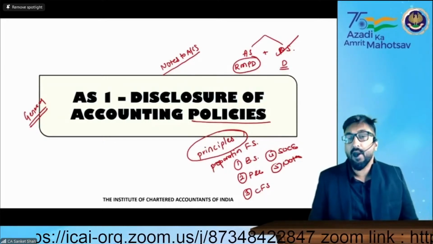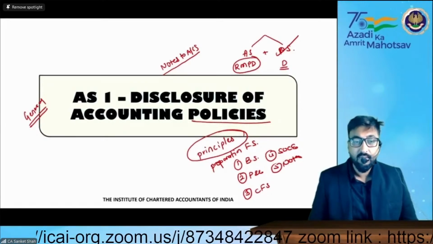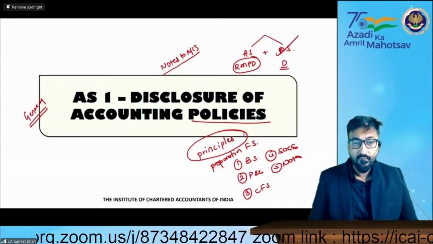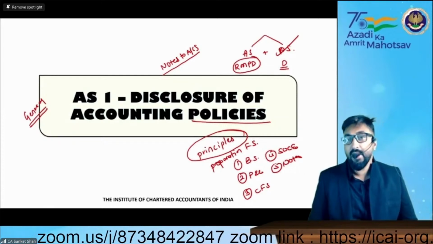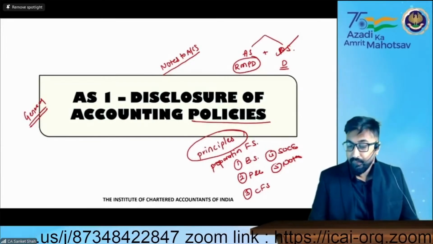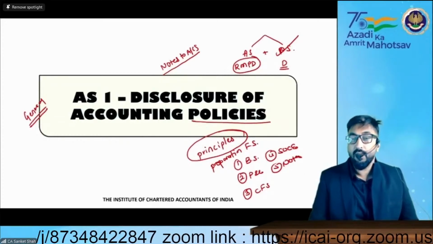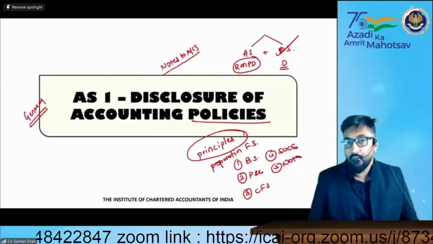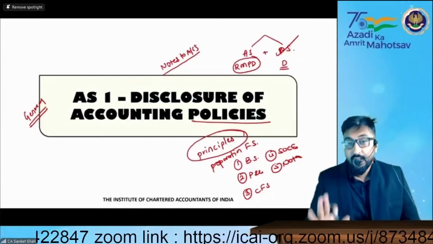Very good. And what are financial statements? They include balance sheet, P&L account, cash flow statements, notes to accounts, and statement of changes in equity. Very good. Nice. Thank you. So everyone now understands the difference between accounting standard and disclosure standard, and this standard is a very general accounting standard.